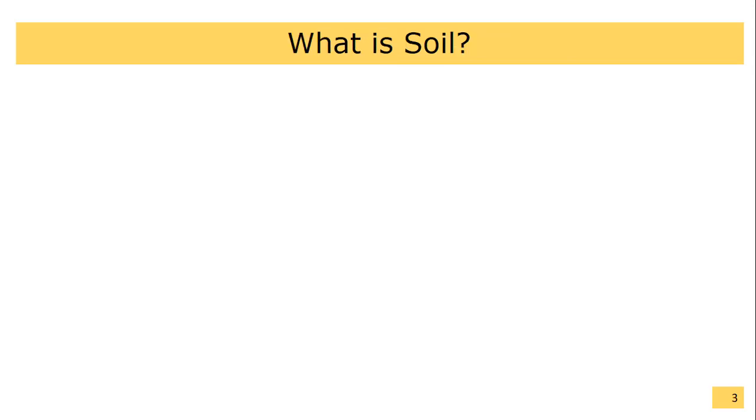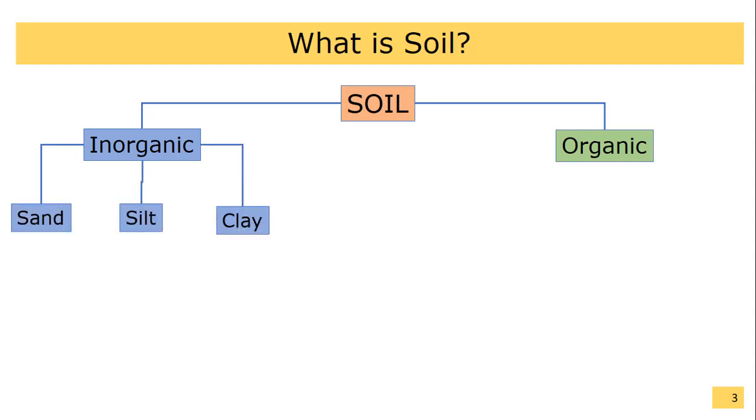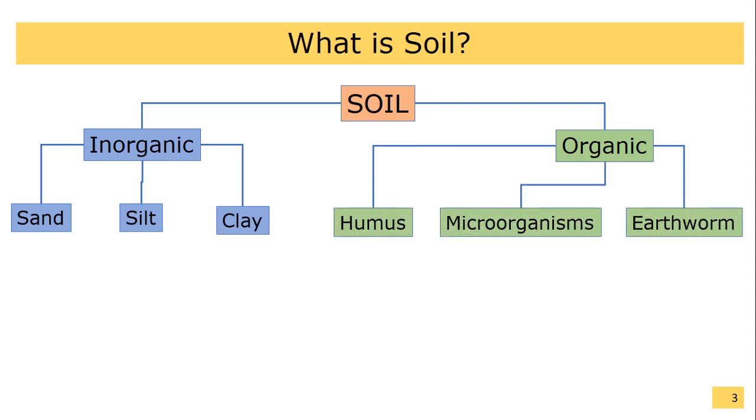What is soil? Soil is composed of two parts, inorganic and organic. The inorganic part is composed of sand, silt, and clay, and is the non-living portion of soil that is made from rock minerals. The organic part is composed of the soil food web, which includes soil biota that brings soil to life, such as microorganisms, earthworms, and humus.